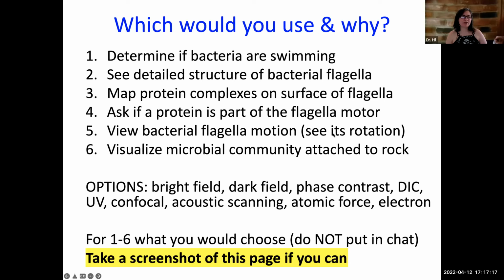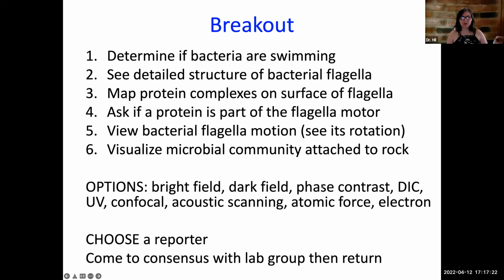All right, welcome back, everyone. So we're just going to have you raise your hand for this one. Hopefully you talked about it with people in your group and got some ideas. I'm going to go through each scenario, and quickly, I just want a couple of people to raise their hand and tell us what microscope they'd use and why. So let's start with number 1. If you wanted to determine if bacteria are swimming, which microscope would you use and why? Raise your hand if you found an answer in your group or by yourself.